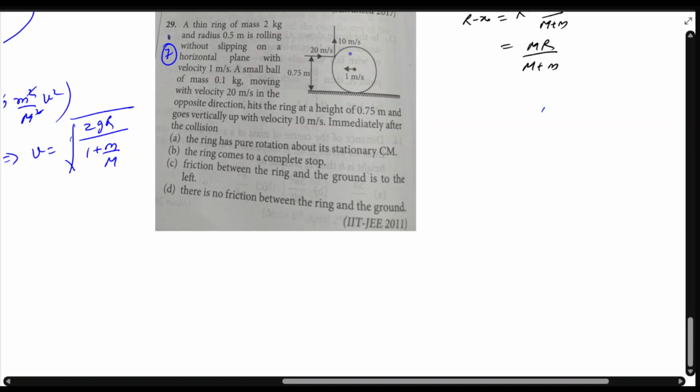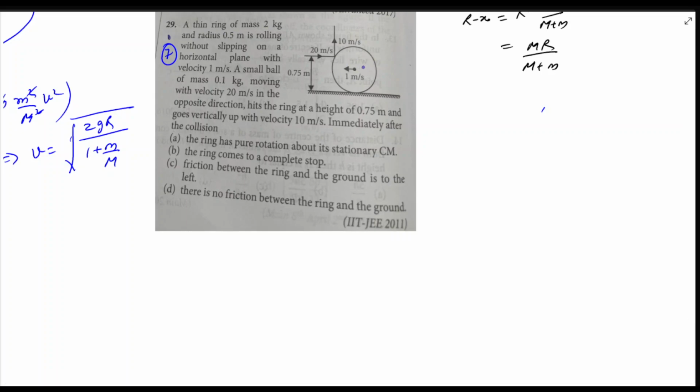So there is a thin ring of mass 2 kg, of radius R, rolling without slipping on the horizontal plane. So it's rolling actually, right? A small ball of mass 0.1 kg is moving with a positive velocity and hits it, right? Okay, so perfect. So what happens?